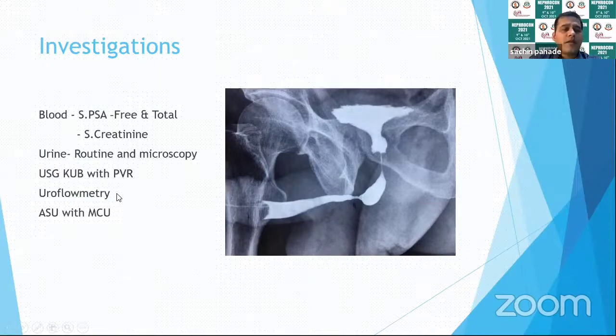So on uroflowmetry, if you suspect that this could be a stricture, or on history, if you are suspecting that this could be a stricture where the patient gives that he has undergone few dilatations in the past, then the next investigation we do is an ascending urethrogram. This is a contrast which is injected in through the penis to rule out any stricture. You can see this. There is a stricture which the patient has formed and it's giving rise to obstructive symptoms.